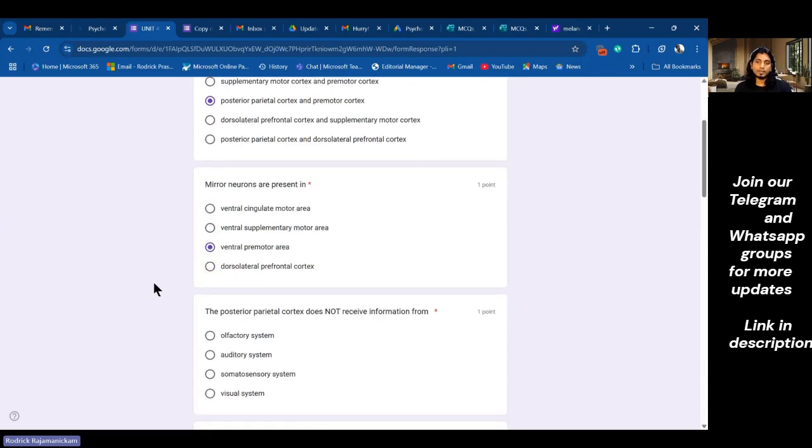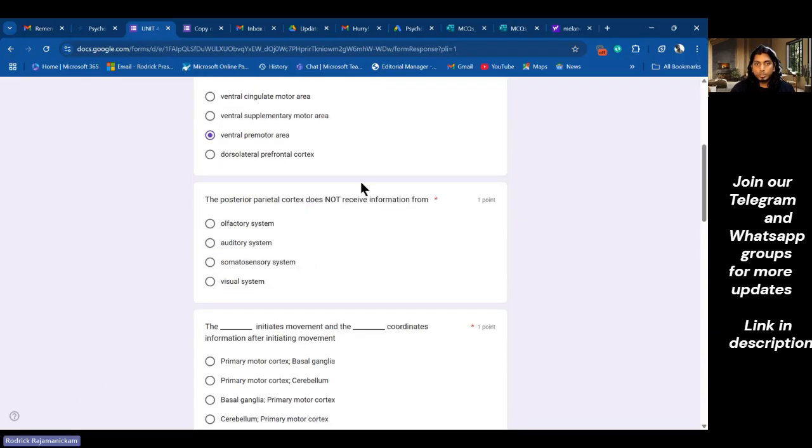Mirror neurons basically help you learn or copy information just by observing another person. That is the activity of mirror neurons, and they are part of the premotor area. The posterior parietal cortex does not receive information from the olfactory system. It receives auditory, somatosensory, as well as visual information, but not olfactory, because it does not require smell to give a motor output.